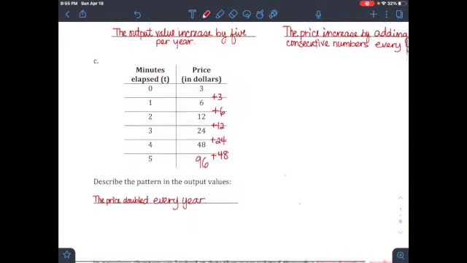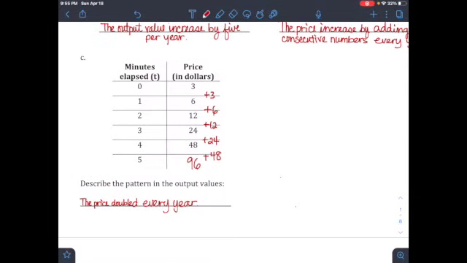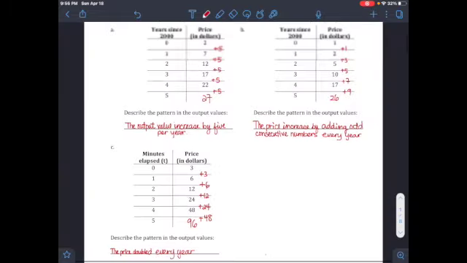Letter C, if you look at the patterns, 3 to 6 went up by 3, 6 to 12 went up by 6, and then 12 to 24 you are adding 12. So to me, the price doubled every year. That's the same thing: 48 doubled gives you 96. So that is example 1.